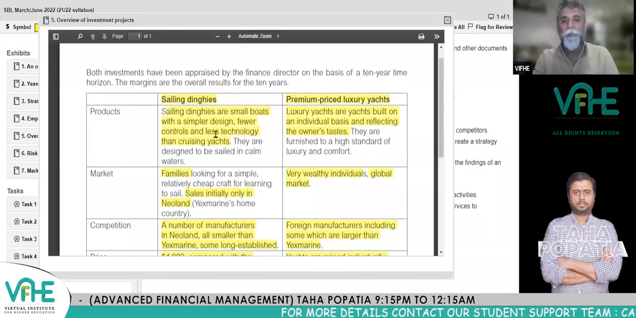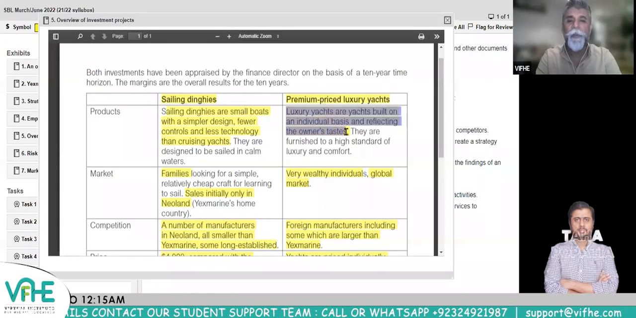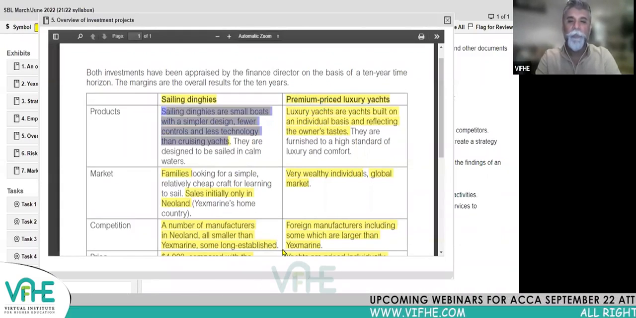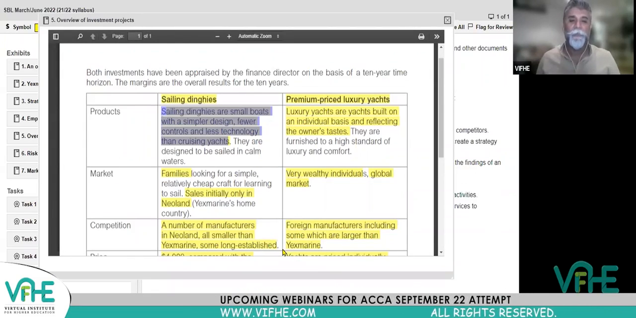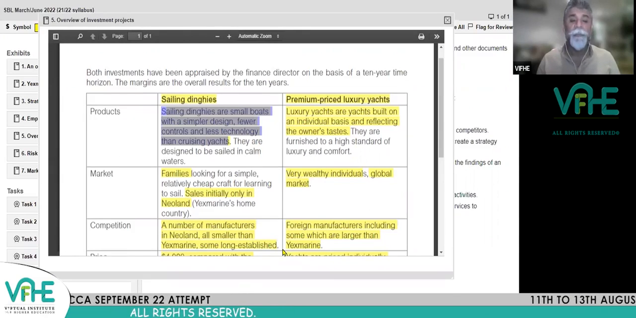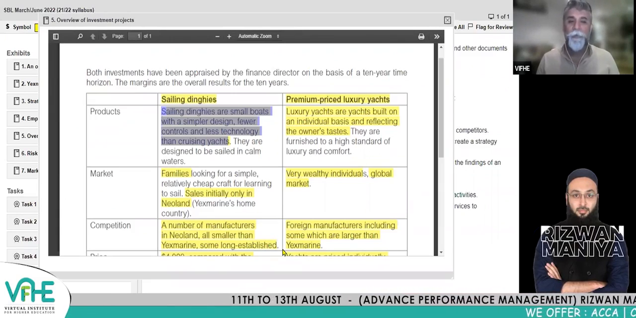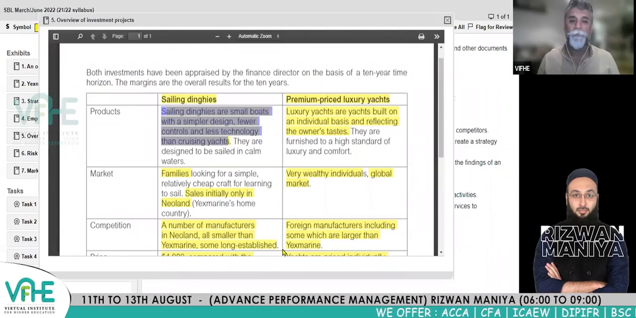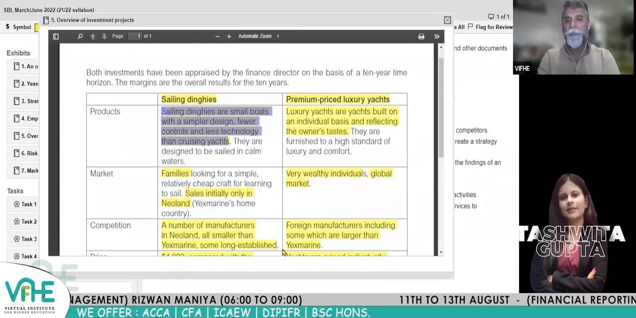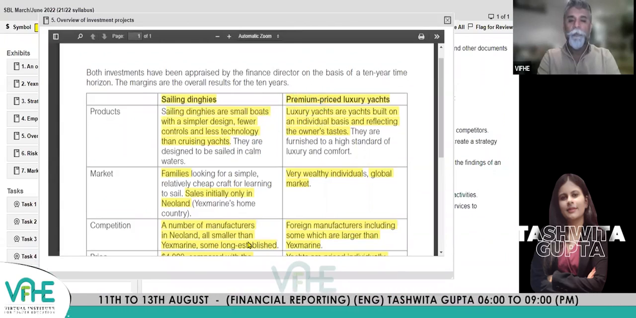What do you think, guys? This one is okay? Or this one is okay? Any pros and cons? So let's talk about sailing dinghies. What's the good thing about it? Expertise, Rukaiya, we don't have expertise. Pros? Yeah, it's simple. It's not a complicated product. Easy to make. However, any cons? What's wrong with dinghies? Do we have any experience?